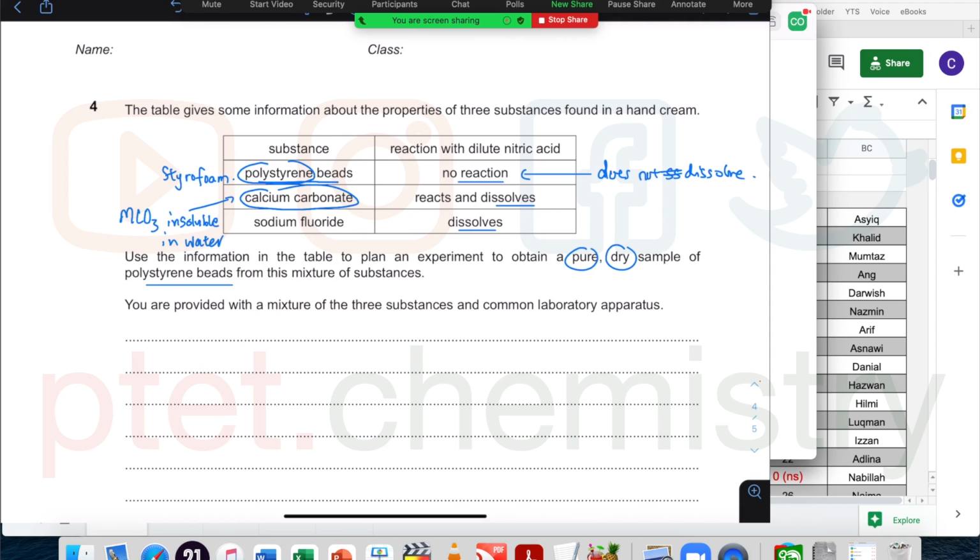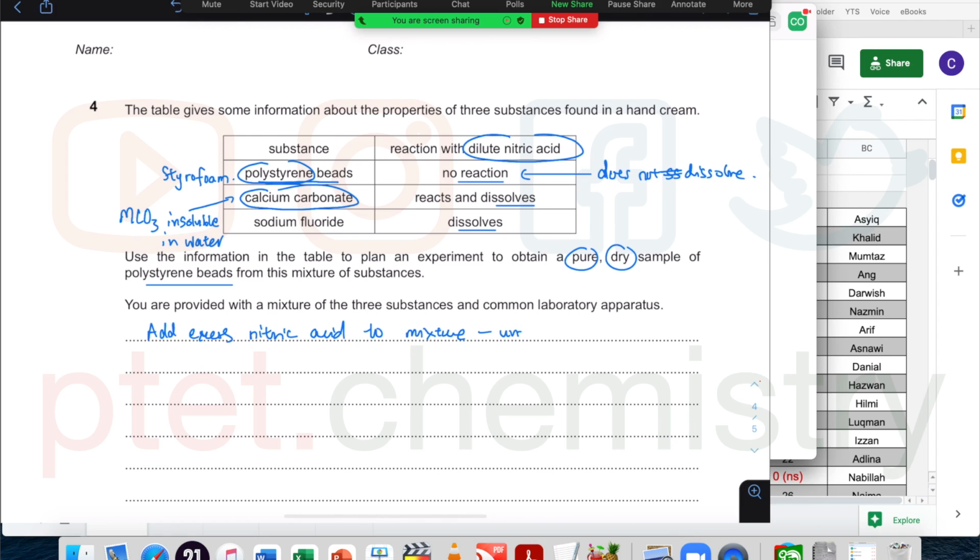So what I do is add excess acid. What acid do I have? Excess nitric acid. Do I have nitric acid? No, I don't. I can use sulfuric... oh, actually, I do have nitric acid. So add nitric acid to the mixture, meaning the hand cream.